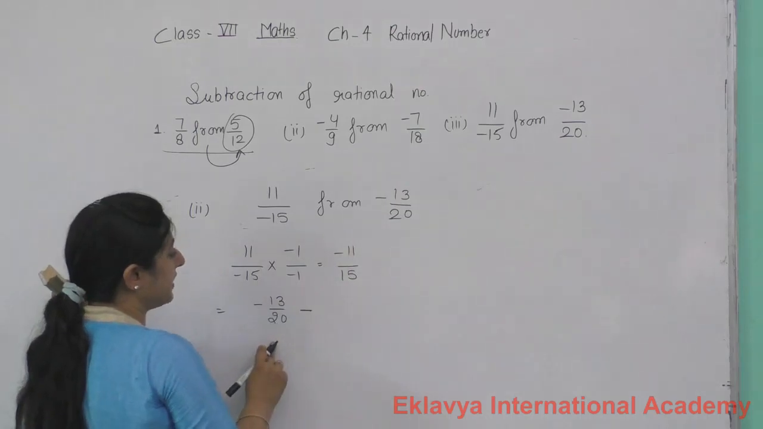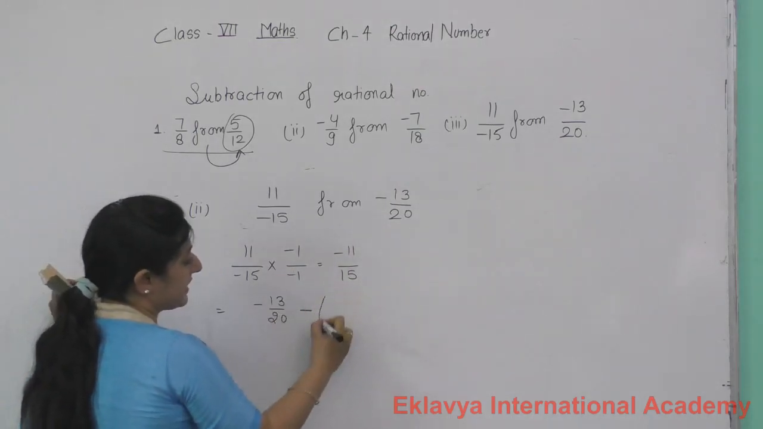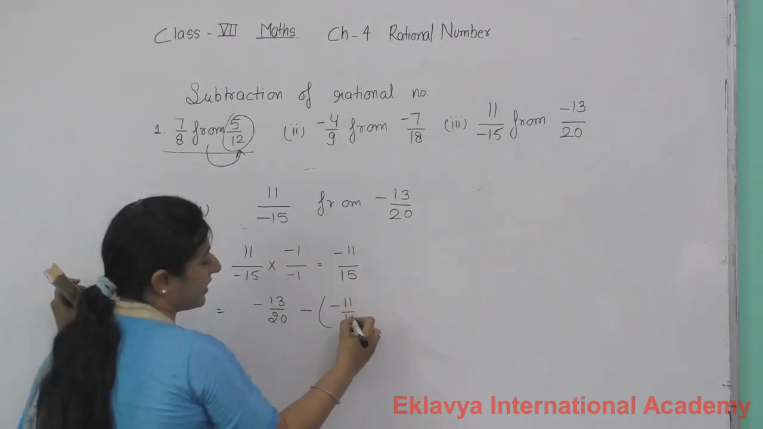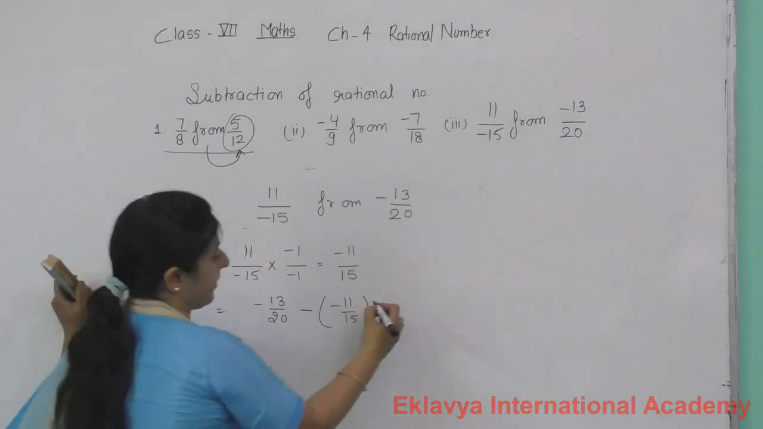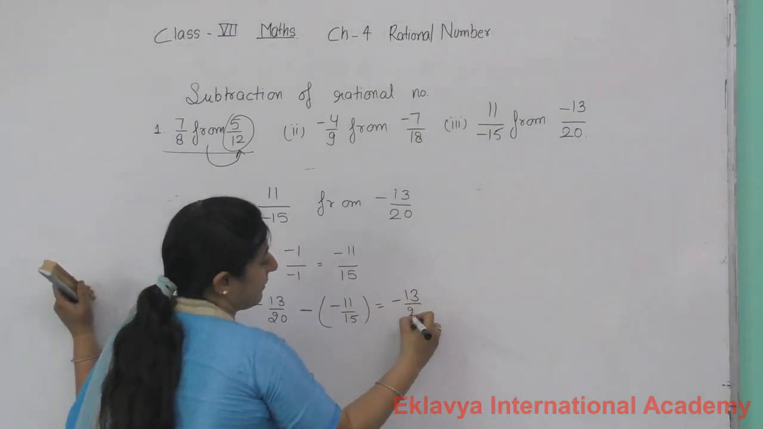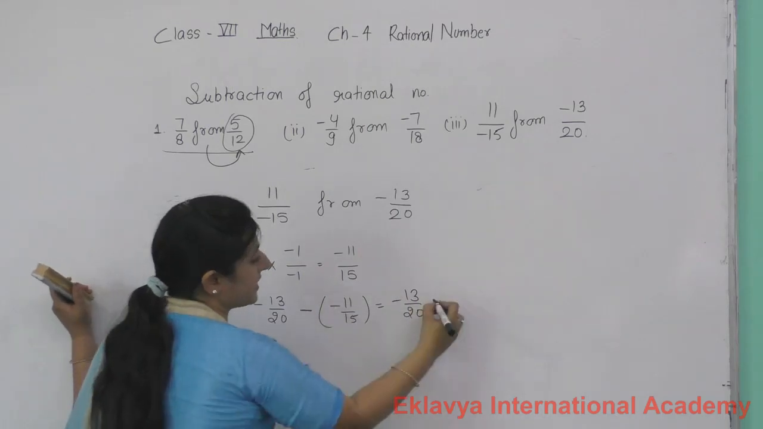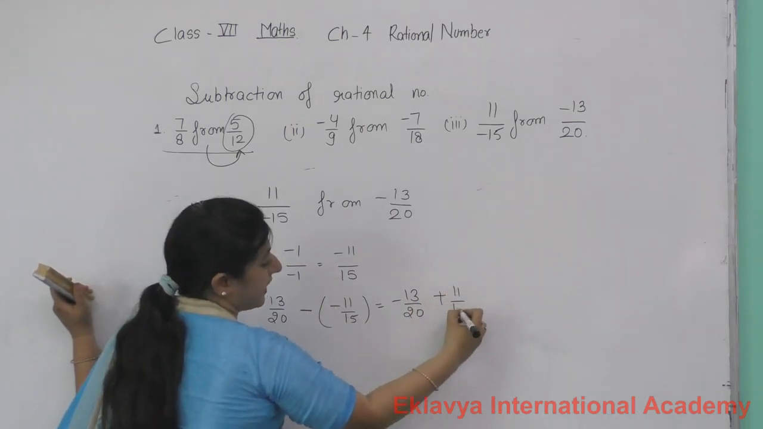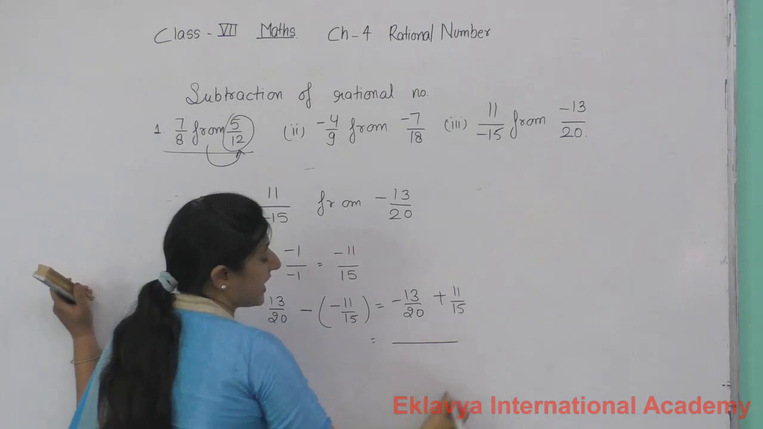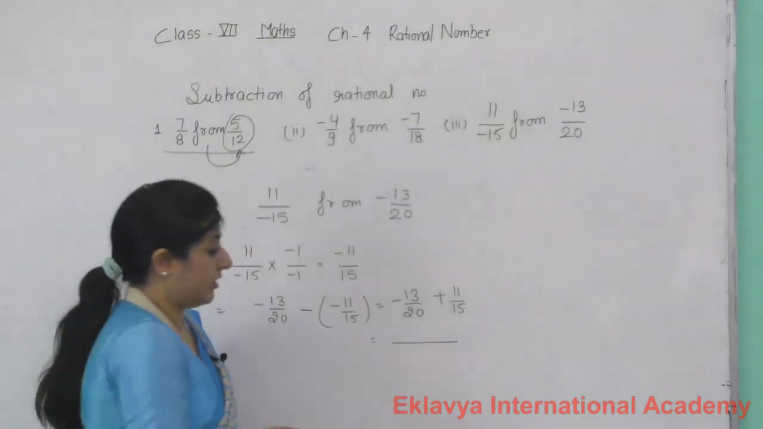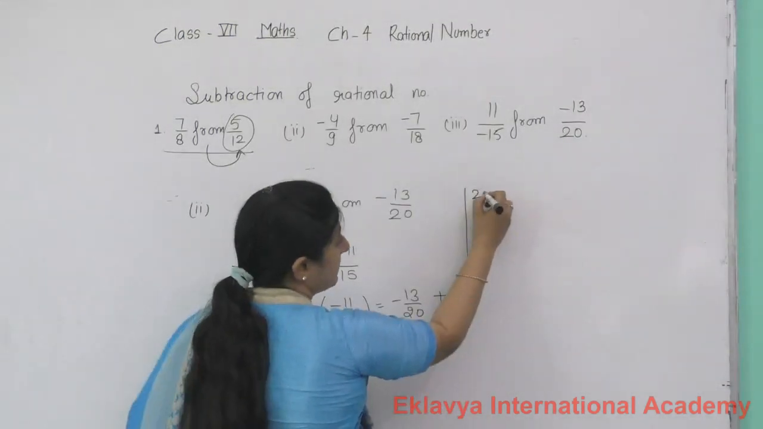From this one, firstly we take this minus, the next number is minus 11 upon 15. Minus 13 divided by 20, minus minus plus 11 by 15. What is the LCM of this? Take the LCM.